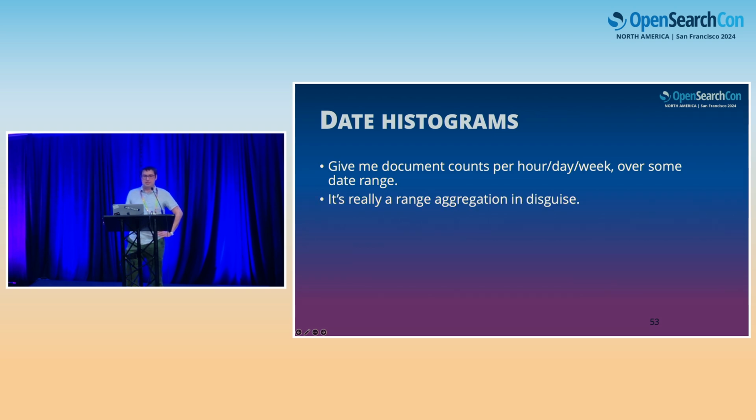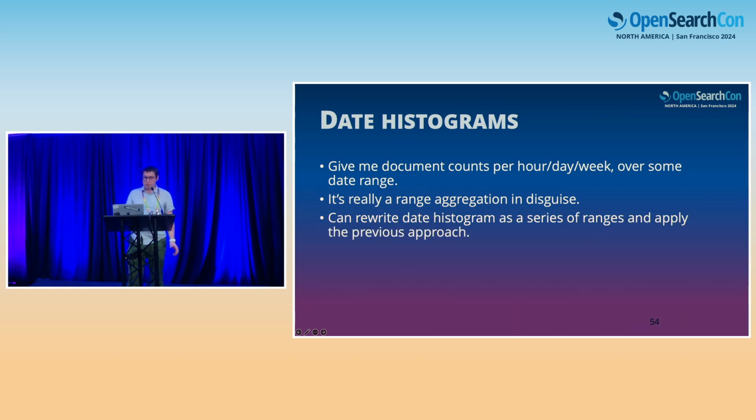I like to think that date histograms really are essentially range aggregations in disguise. And the mathematician in me would like to say, well, we already solved range aggregations, and so we can just refer to the earlier solved problem, and we're done. Now, in truth, it actually happened the other way around.